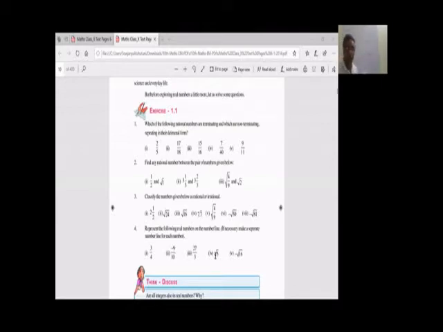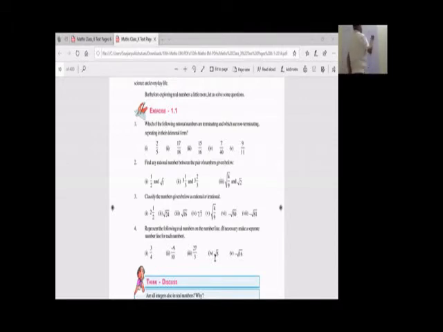Similarly, root 5. I want to represent root 5 on the number line. This is a number line. This is 0. Root 5 is what? This is 2, this is 1. So what is this distance? c square is equal to 2 square plus 1 square, that is 4 plus 1, 5. So c is equal to root 5. So this distance is root 5. If I put an arc here, I'll get root 5.